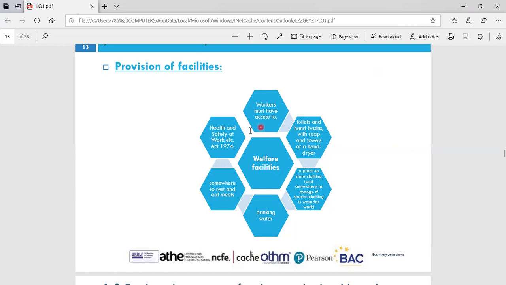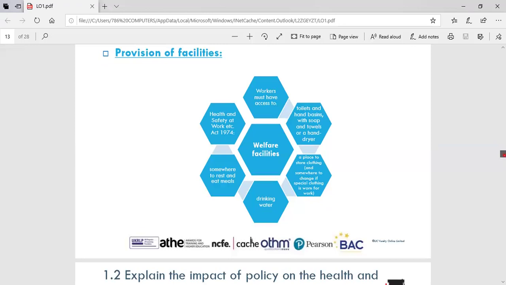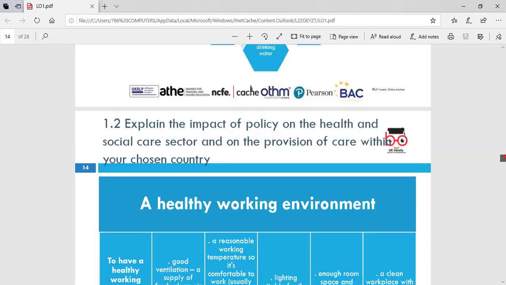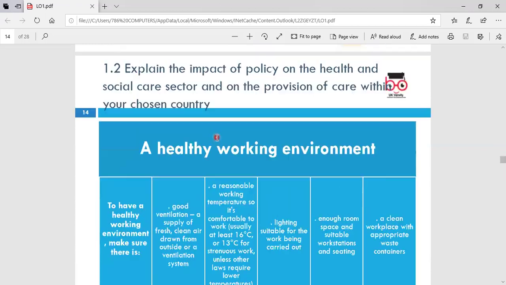So if you're increasing the number of employees, you should have these provisions of facilities. These facilities are not only for those people who are using the services of these workers. They should be there for the workers as well. As I said, their training should also be there. There should be a part on the training also. Anyways, so explain the impact again of policy on the health and social care sector.